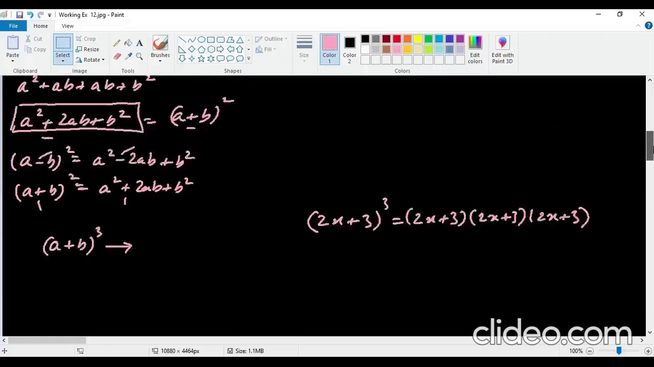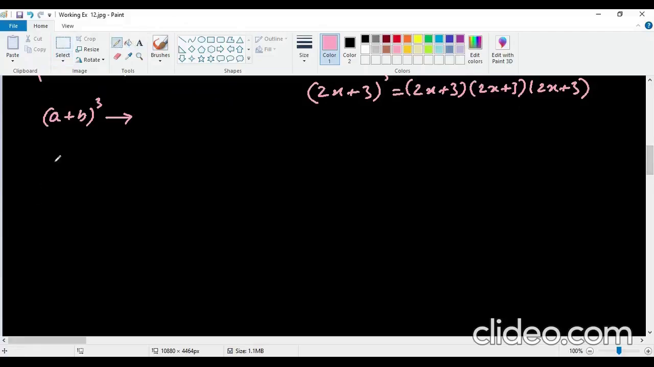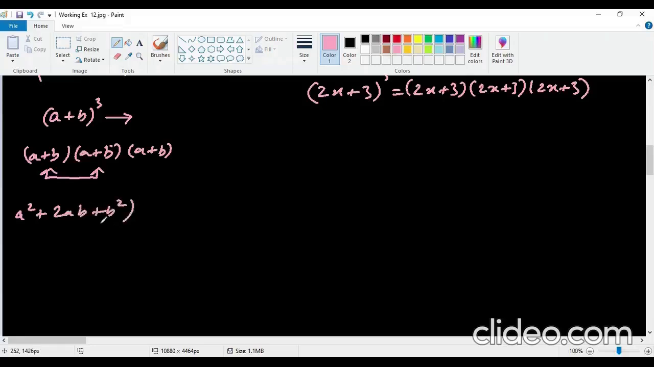Now, for this, we know very well that when a plus b times a plus b is multiplied by a plus b, it should give you this. So we know that we are done with this. We know the answer for this one is going to be a square plus 2ab plus b square, and it's going to be multiplied by a plus b. And now a is going to be multiplied by a square plus 2ab plus b square, and again plus b is going to be multiplied once again with a square plus 2ab plus b square.